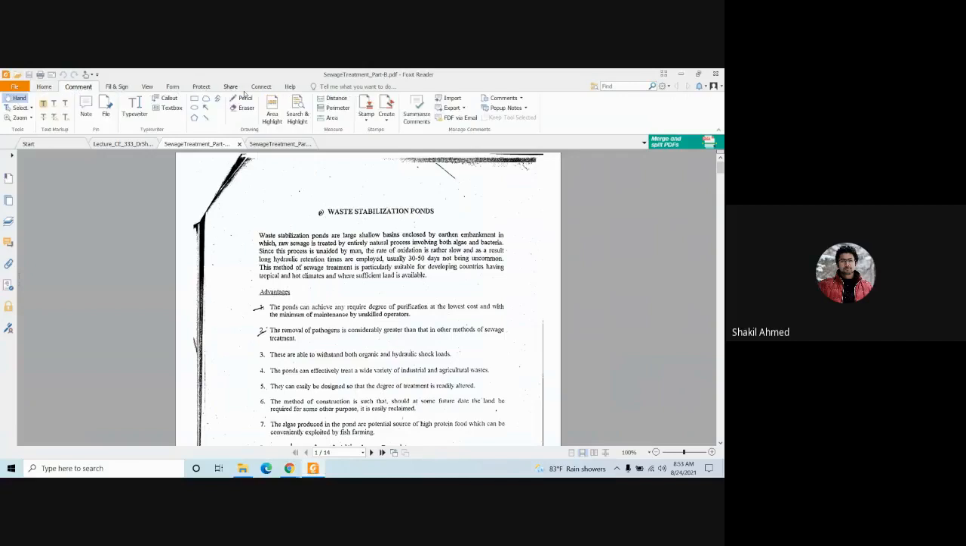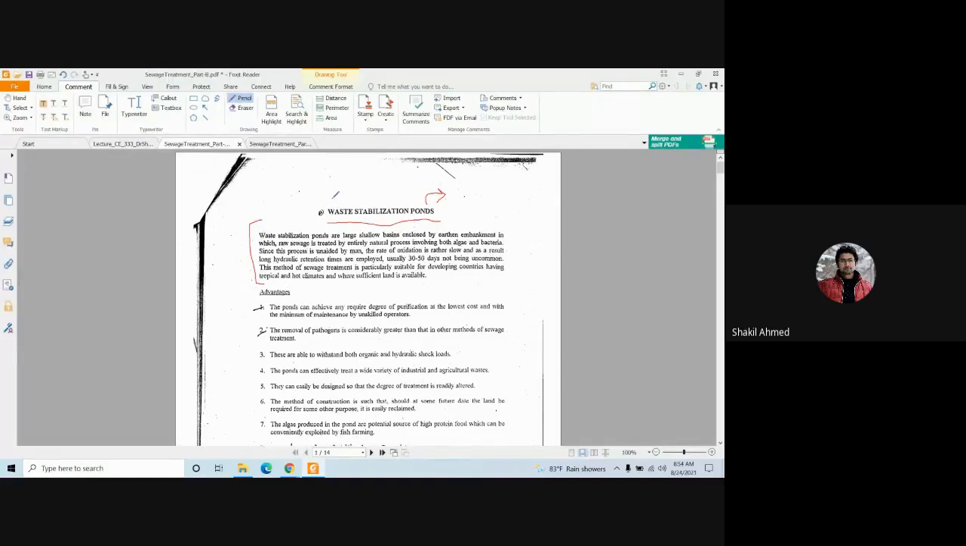So today we will discuss the waste stabilization pond. You know that waste stabilization ponds are used to treat sewage, and we use microorganisms to treat the sewage here.